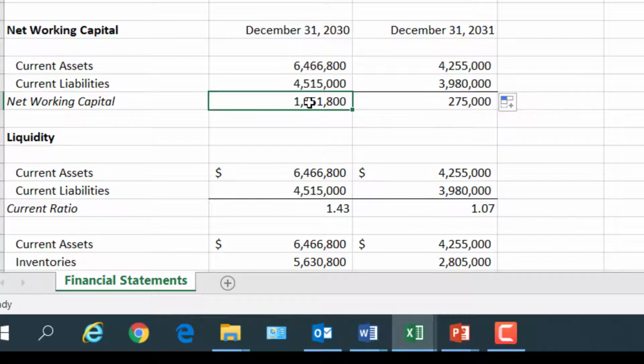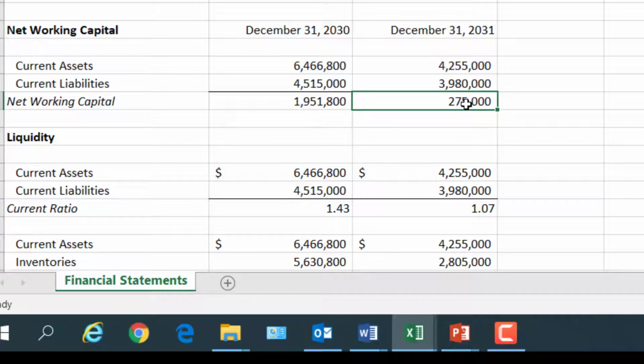And then here I just did a quick subtraction. Type an equal sign to tell Excel you want a formula, and then I clicked on the B42 cell, and then typed a dash to subtract, and then clicked on the B43 cell. I hit enter, and I get my net working capital. What we see here is the net working capital was originally almost $2 million, and then it declined over time.